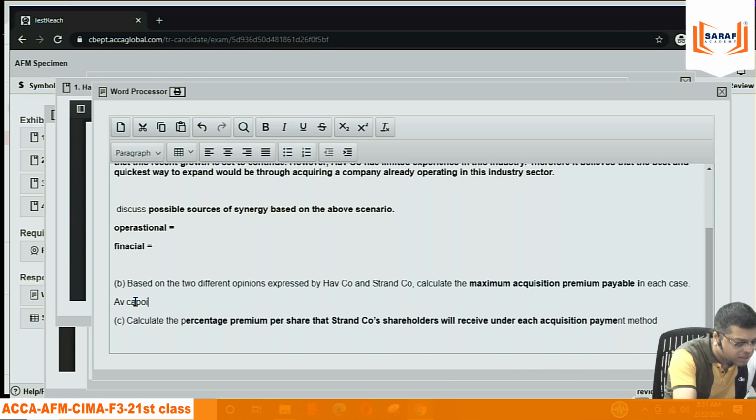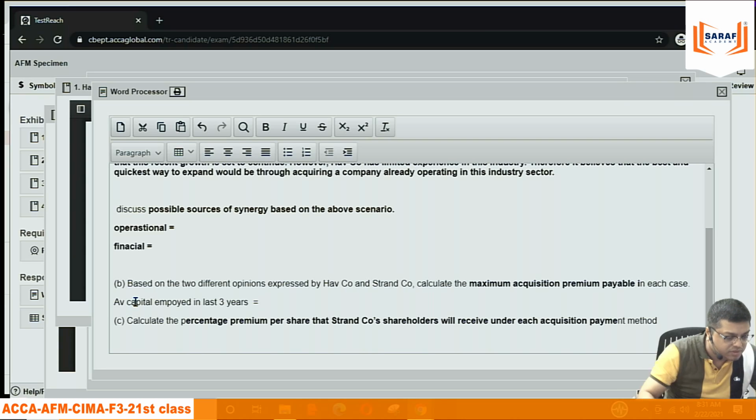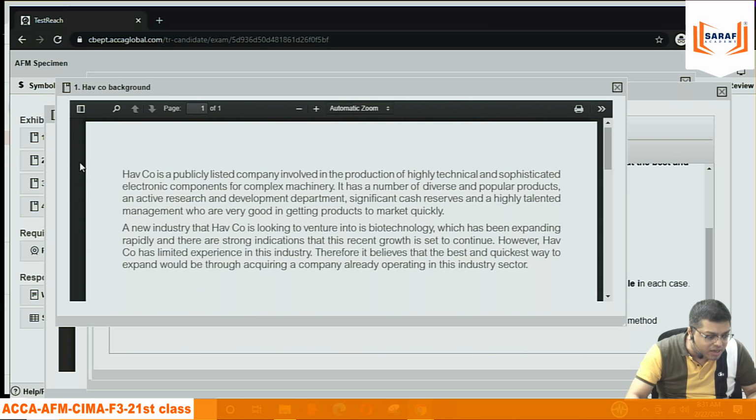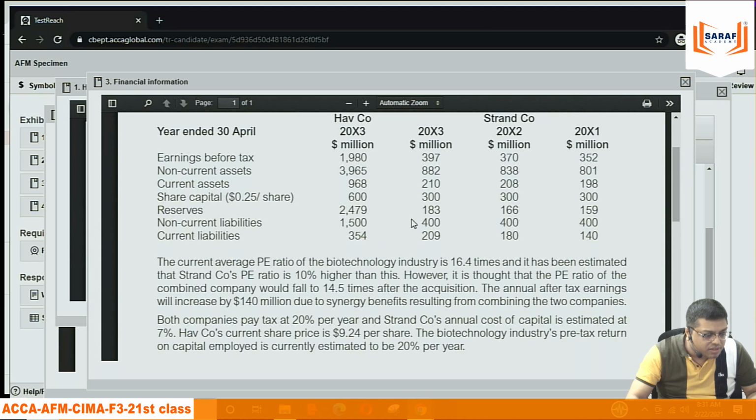So we can write average capital employed in last 3 years. Now you don't have to show plus plus plus here, do it in the calculator. You do the calculation in calculator. You don't have to show plus plus plus and all that. Can you do 300 plus 183? The 300 is the same in all, so basically we will add it later. 400 is also the same, we will add it later.